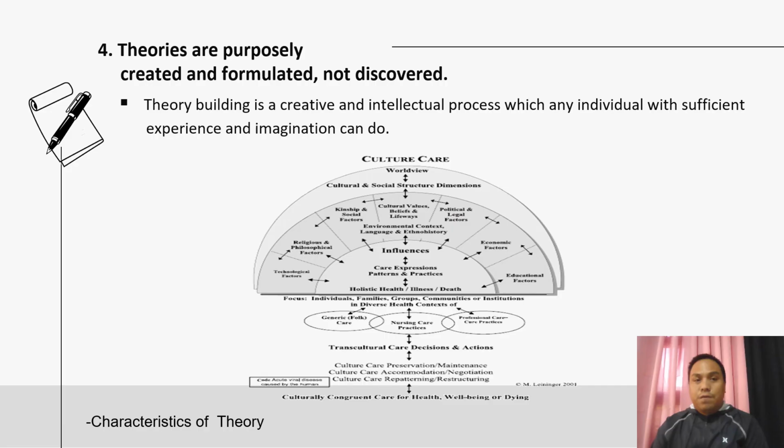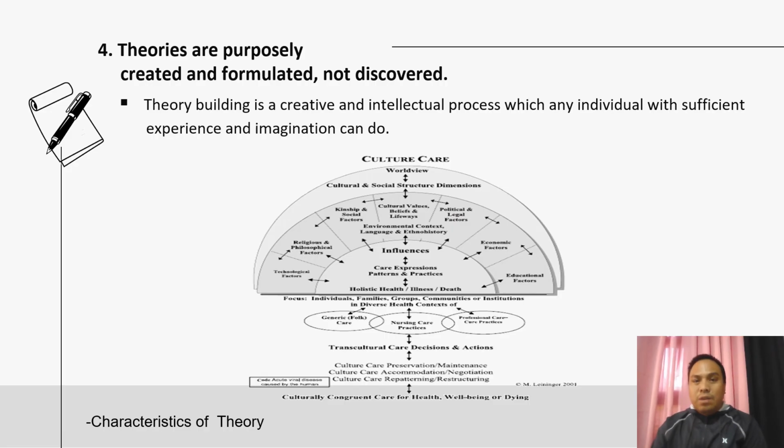Okay. The fourth one, theories are purposely created and formulated, not discovered. Theories are not discovered like natural elements. Instead, they are purposely created and formulated by researchers and scholars. So this means theories are the result of human effort to explain, organize, and give meaning to the different phenomena.